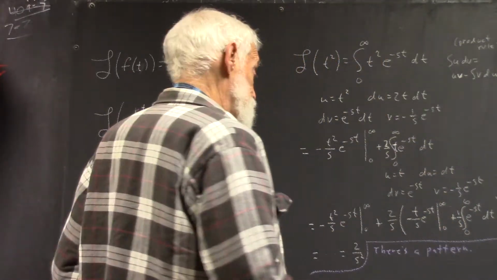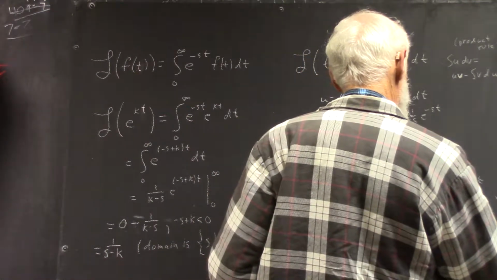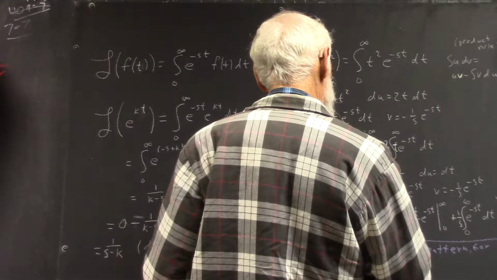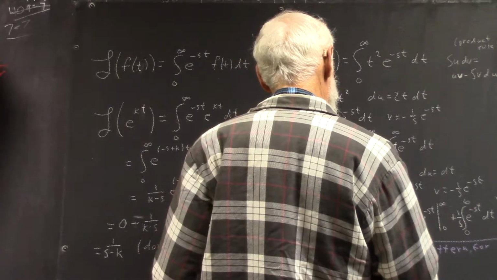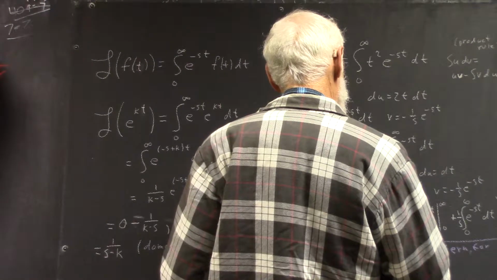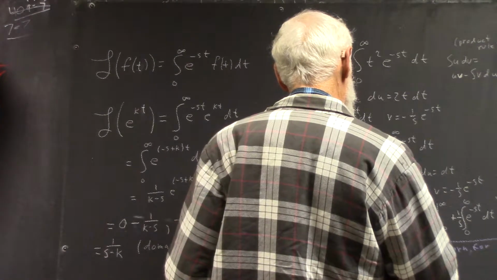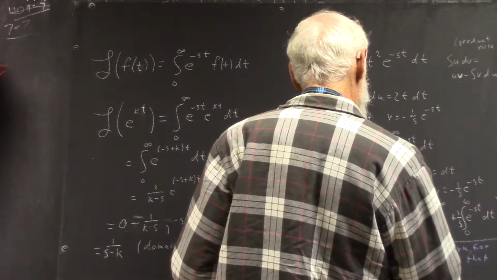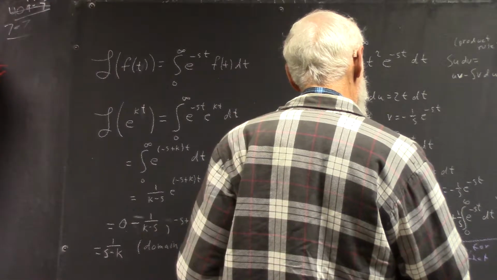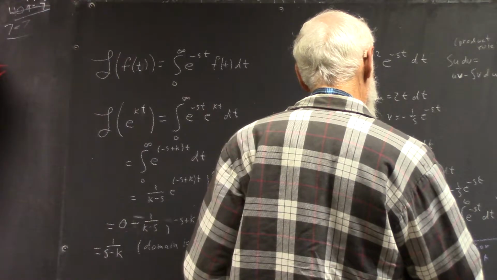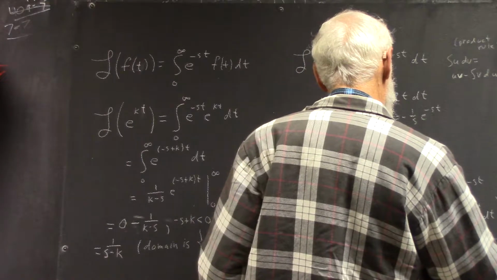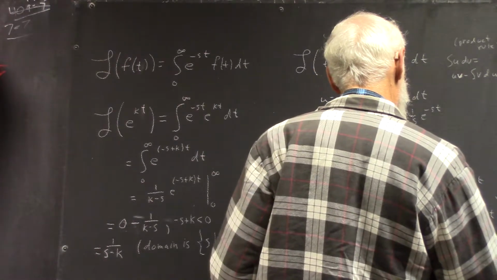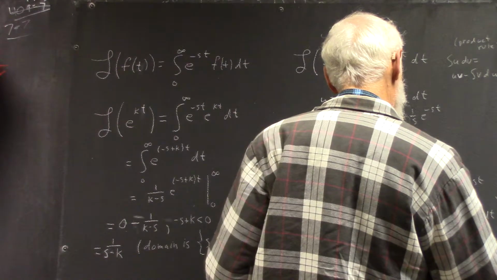There's a pattern for t to the n. Easy to see if you think about it, that the Laplace transform of t to the n is going to equal n times n minus 1 times n minus 2 down to 1 over s to the n.